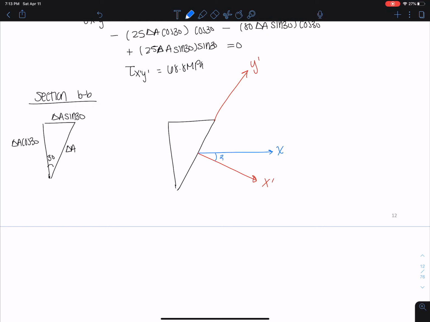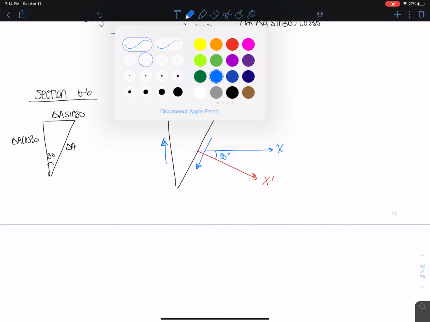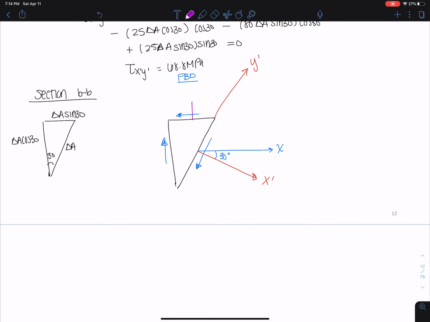And this was my 30 degrees clockwise rotation. And this is my free body diagram, by the way. So let's go ahead and start with our shear. We have a shear stress on this plane, shear stress on this plane, and then we have our normal here, our normal here, our normal here. Okay, and now let's define our normal.